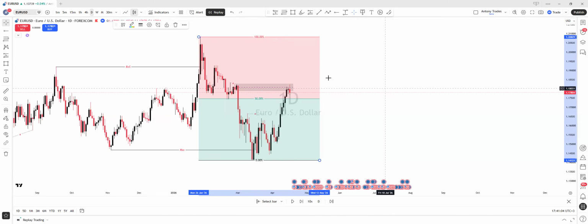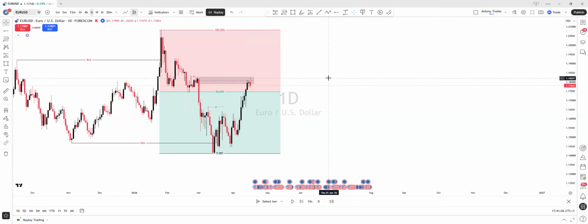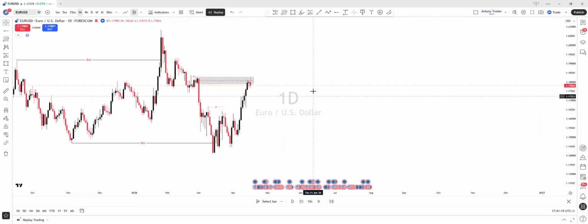So what are we supposed to do? Since you have learned the time frame alignment, we are supposed to go to which time frame? For this case, we are supposed to go to the 1 hour time frame. So we go to the 1 hour time frame and we wait for our confirmation inside this zone. Right? So I'm going to shift to the 1 hour time frame.